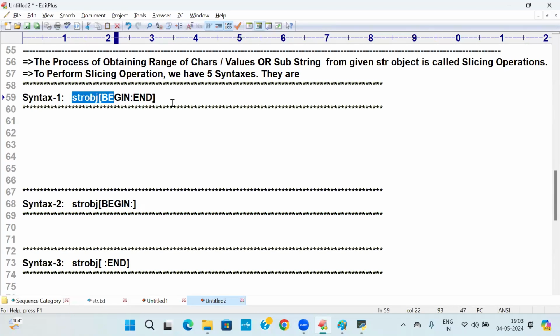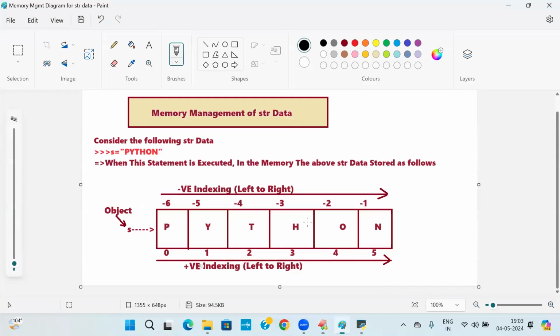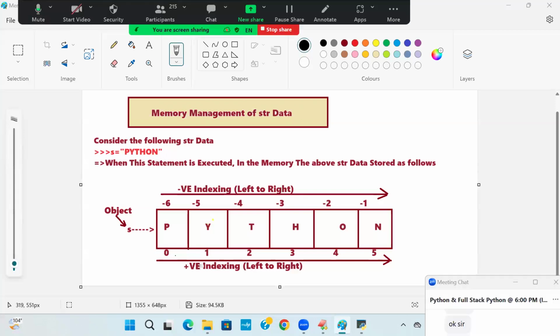Let us start from begin to end. Go to the diagram now. See carefully and try to understand here. Now students, I want to get PYT. I want to get it here, PYT.